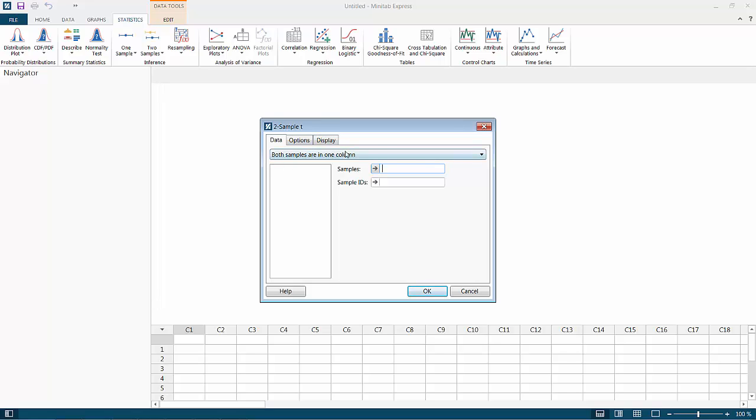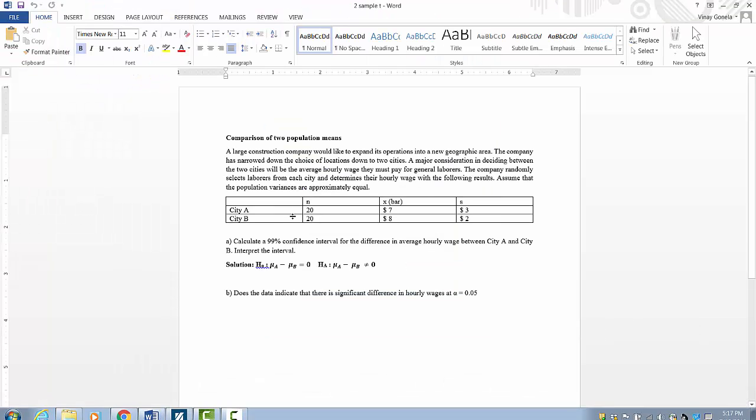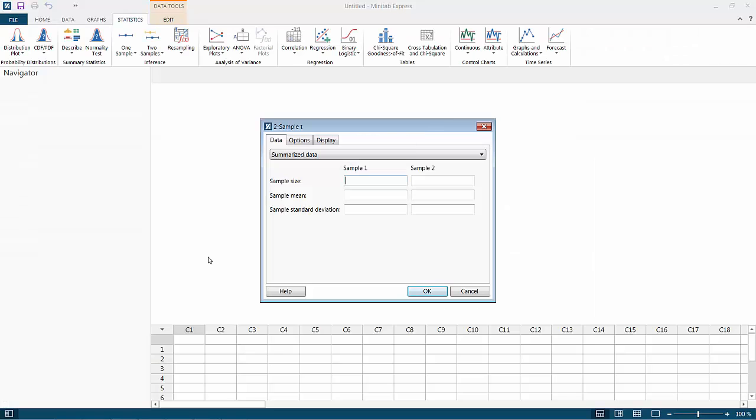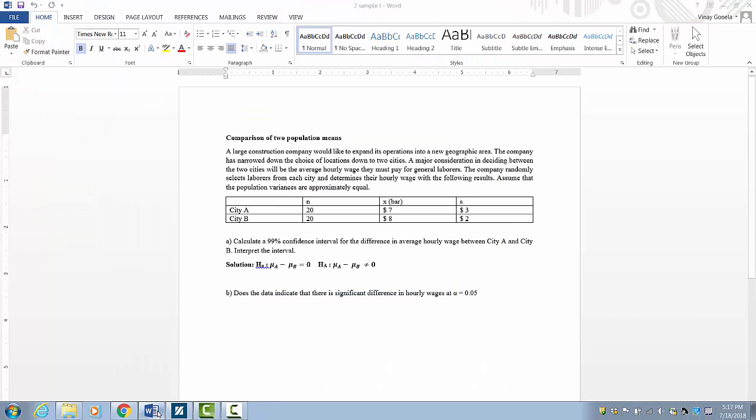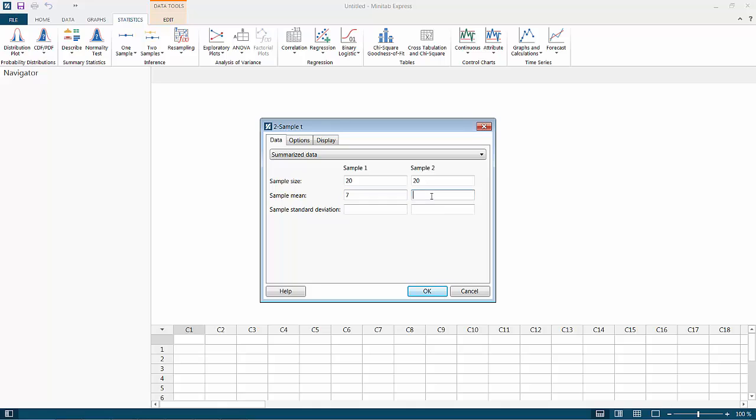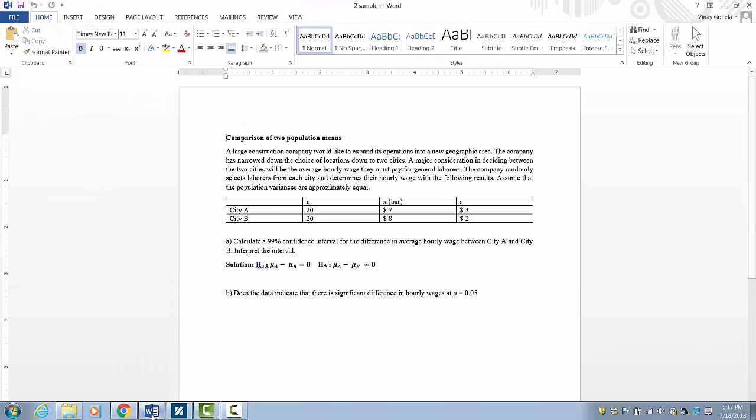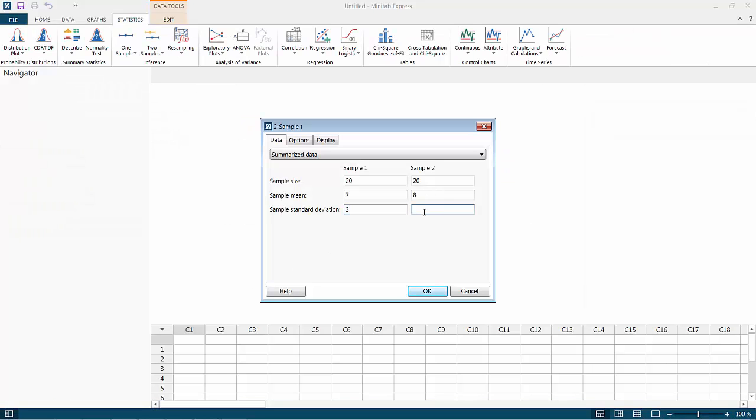Now you see both samples are in one column, or each sample in its own column. We have summarized data because we have a result. So I will select that, and then the sample size is 20 for each of them. So I will type 20. The sample mean is 7 and 8. So sample 1 mean is 7, sample 2 mean is 8, and the sample standard deviations are 3 and 2. So I will type 3, 2.